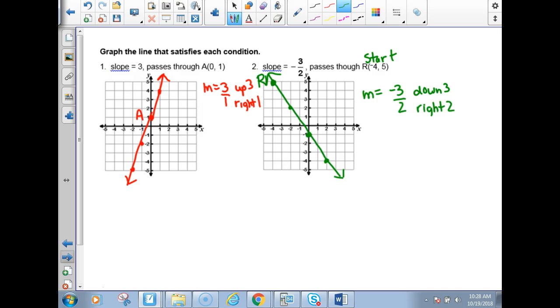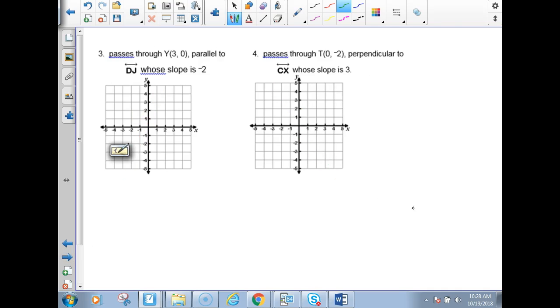Two more examples. Number 3 says we're passing through the point Y, 3, 0. So that's where we're going to start. Parallel to a line DJ, which is not even graphed here. Sorry about this thing. I don't know how it got there, but whose slope is -2. Now the slope -2 would be -2 over 1, which is going to mean down 2, right 1.